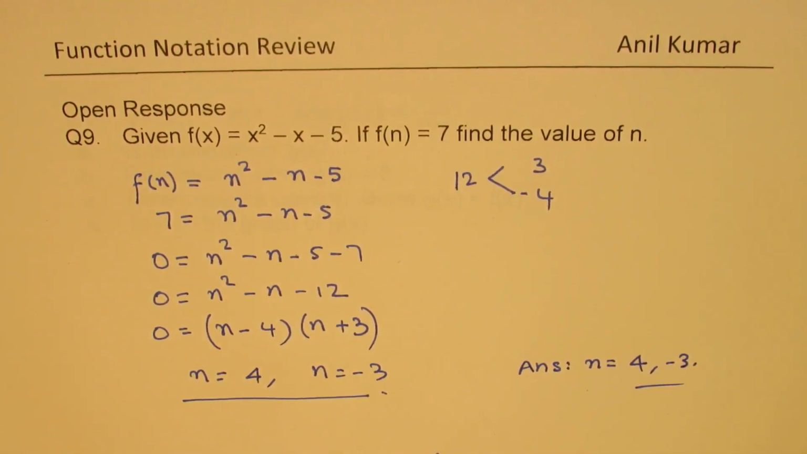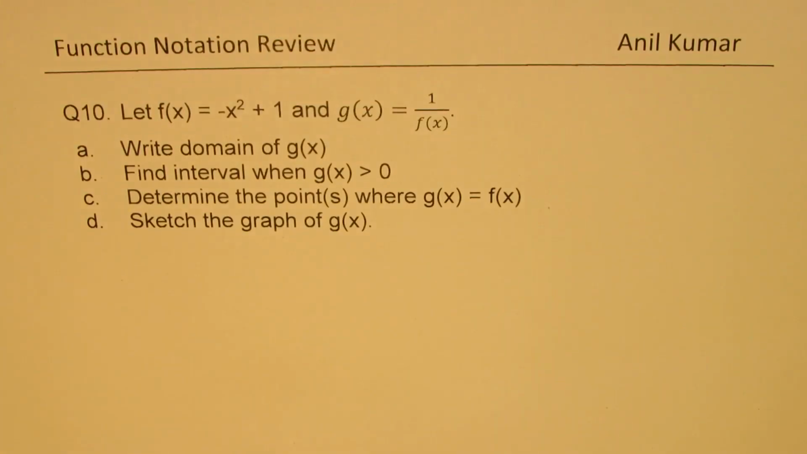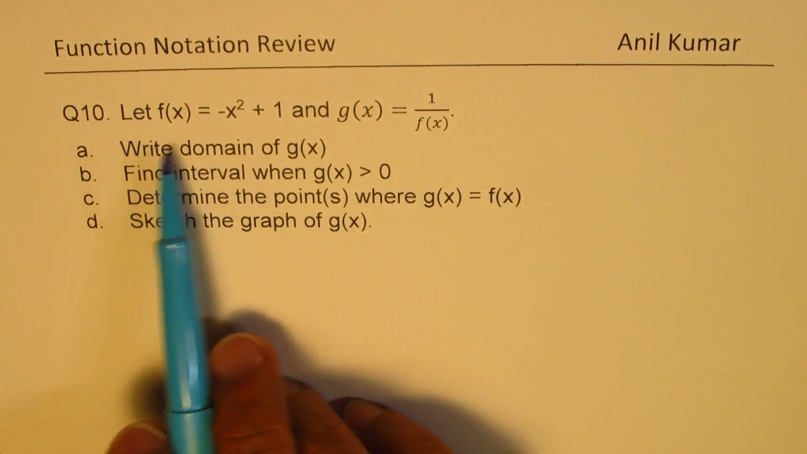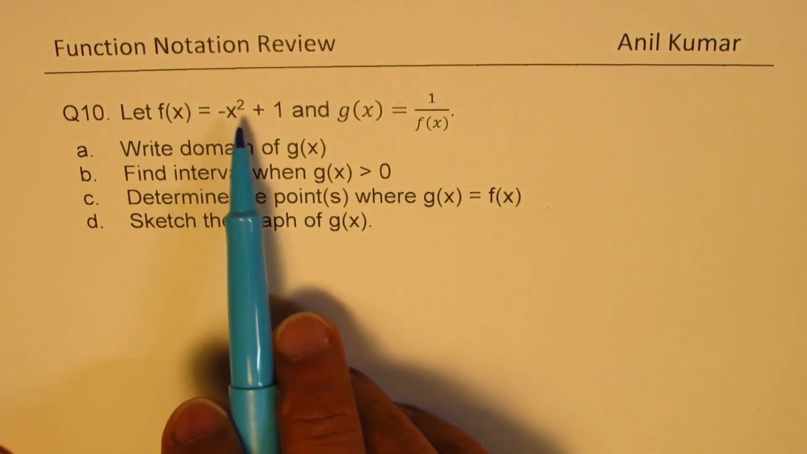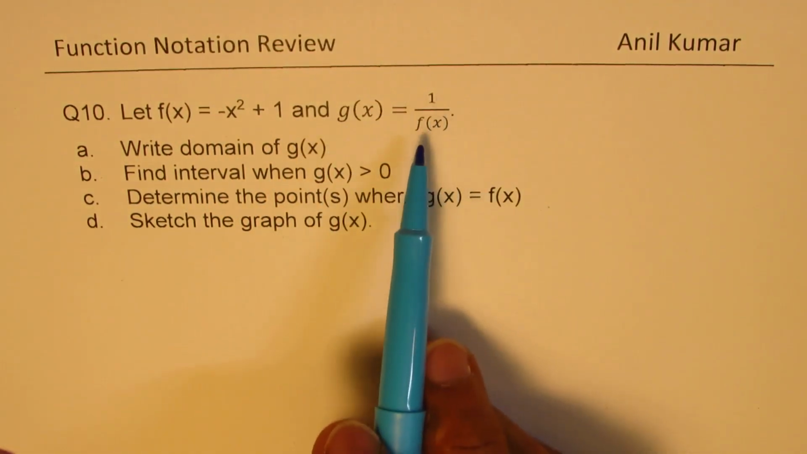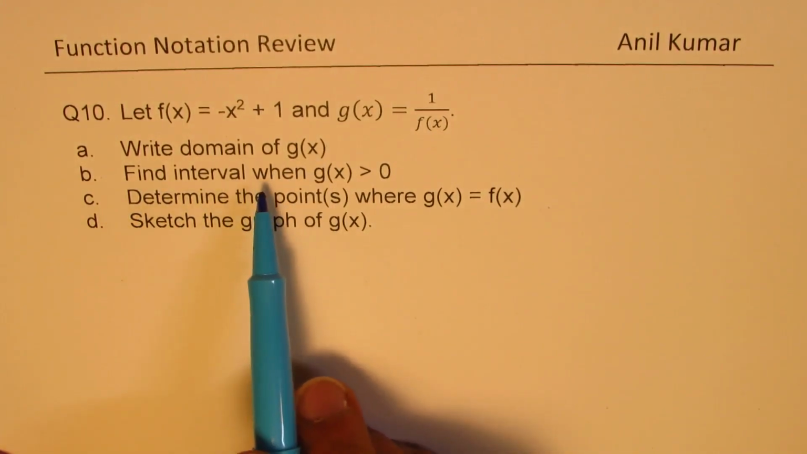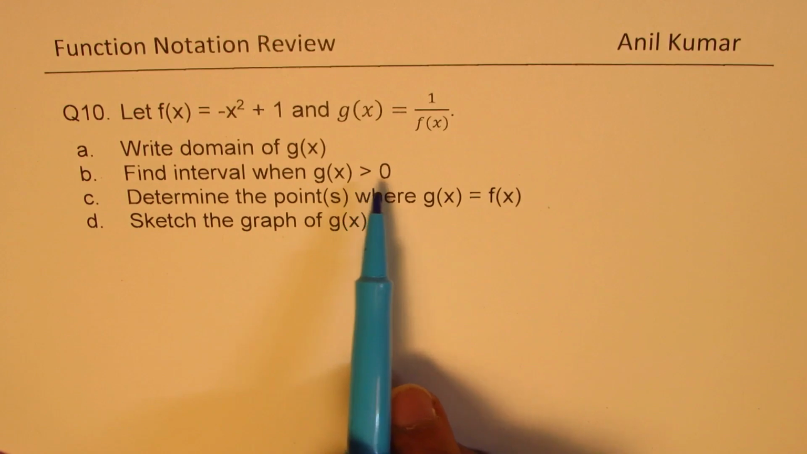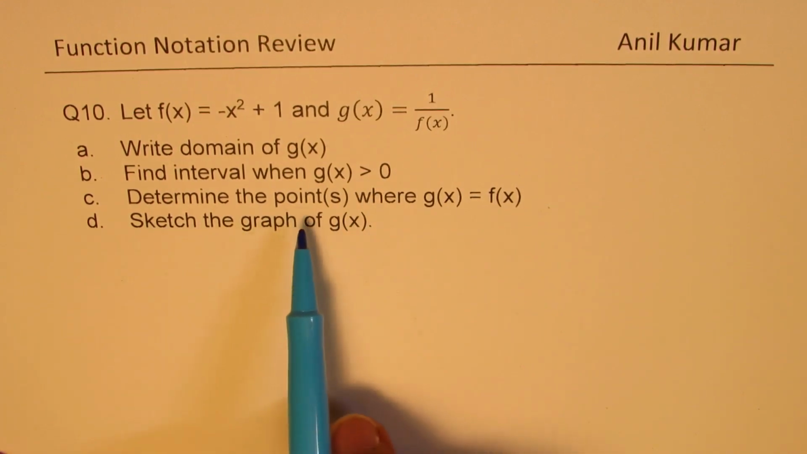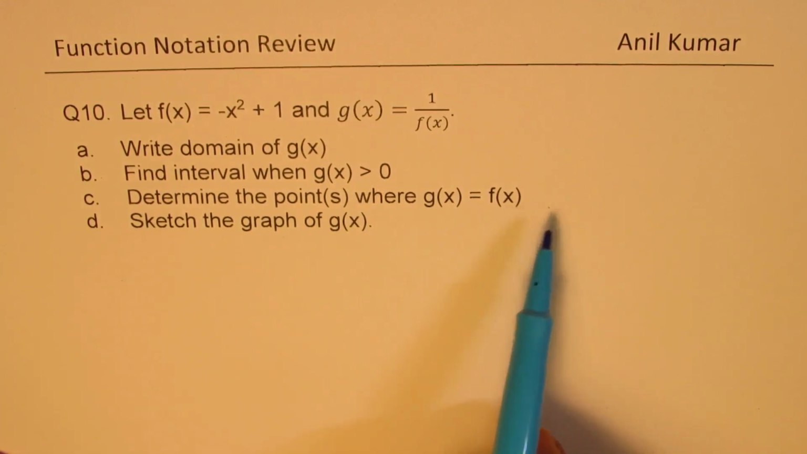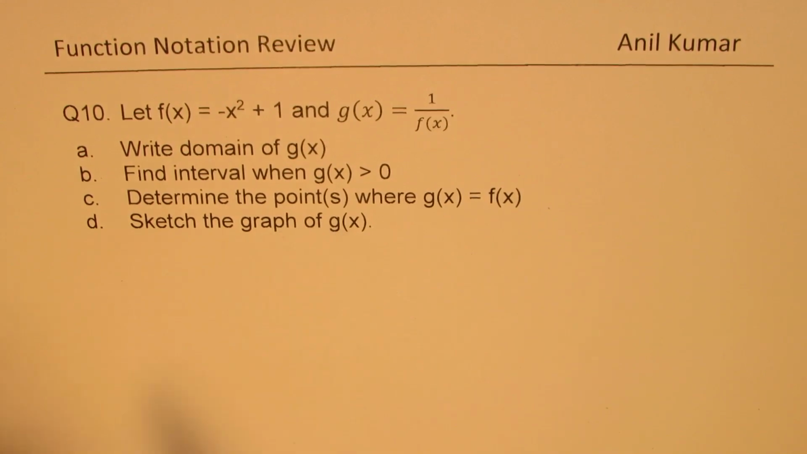Now the last question for us is question number 10. Let f of x equals to minus x squared plus 1. G of x is 1 over f of x. Write domain of g of x. Find interval when g of x is greater than 0. Determine the points where g of x is equal to f of x. Sketch the graph of the function g of x.